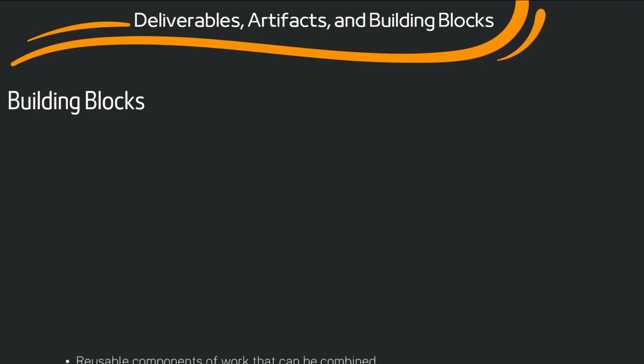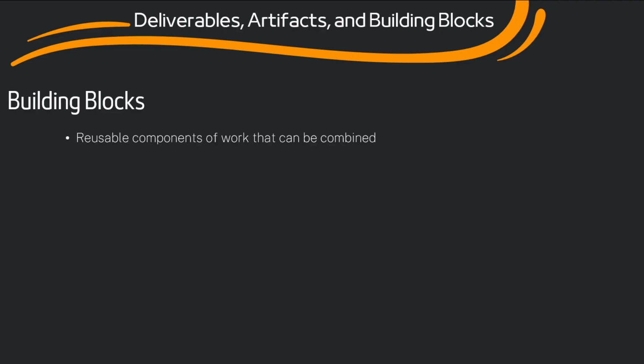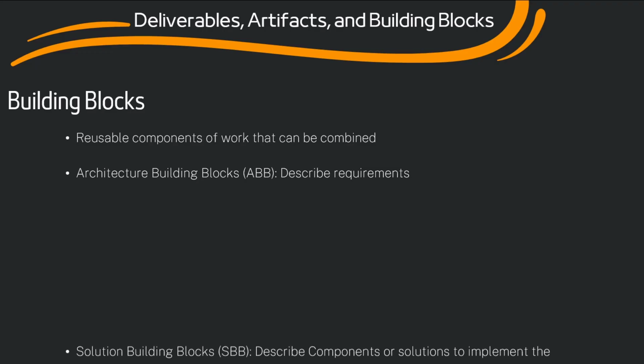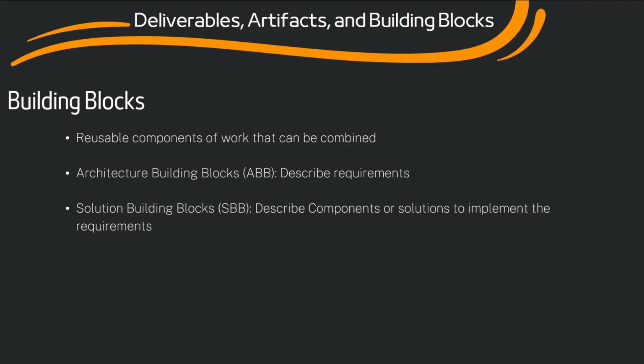Building blocks are reusable components of work that can be combined. There are two major types: architecture building blocks and solution building blocks. Architecture building blocks basically describe requirements. Solution building blocks, on the other hand, describe components or solutions required to implement those requirements. So a solution building block may be an actual piece of software, whereas an architecture building block might be something that describes a need.